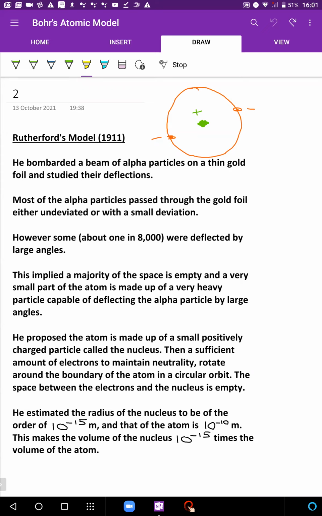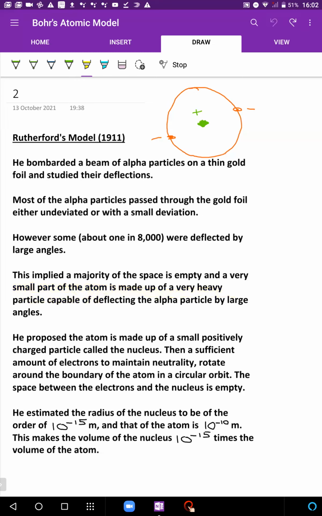So you can imagine that head-on collisions are being made by so few alpha particles, right? That means the alpha particle, which is a helium nucleus, is coming back like this. The molar mass of this helium nucleus is of course 4 grams. So you can imagine that there is a far heavier particle inside the gold nucleus, with which the alpha particle, on a very rare occasion, has a head-on collision, implying that a very small part of the atom is made up of a very heavy particle capable of deflecting the alpha particle by large angles.